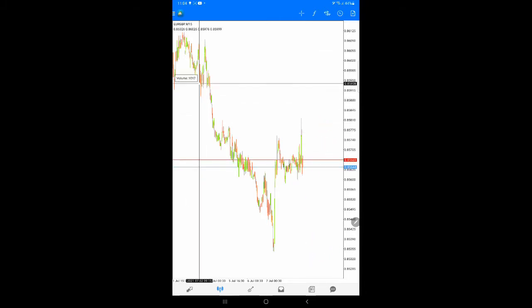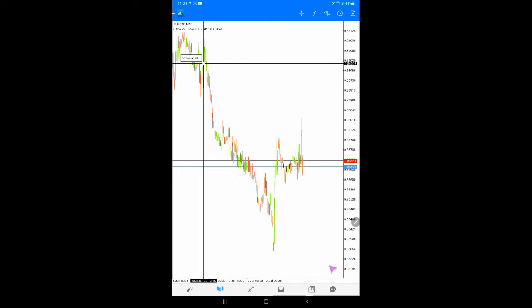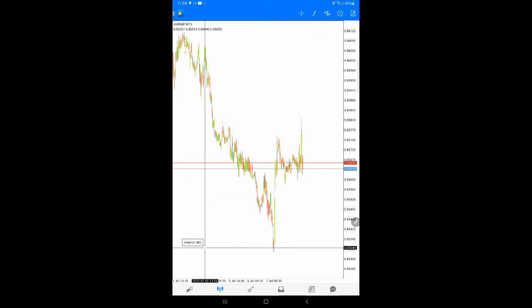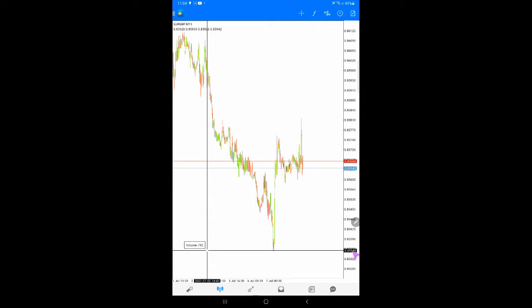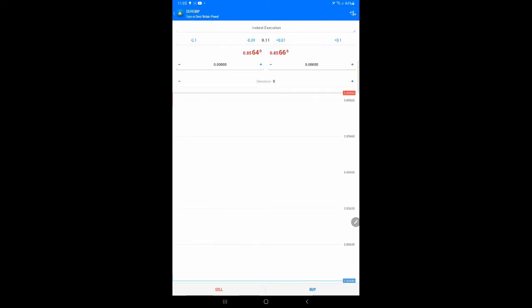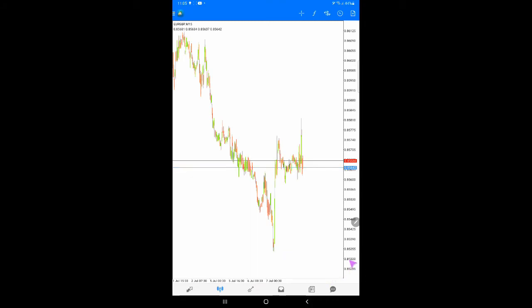Remember, going up means buying, going down means selling. All right, so now I want this price to come down to this level. What I'll simply do is take this price, 0.85349. So I'll go back. This is the currency, so I'll click on this plus here. Let me go back. 0.853.